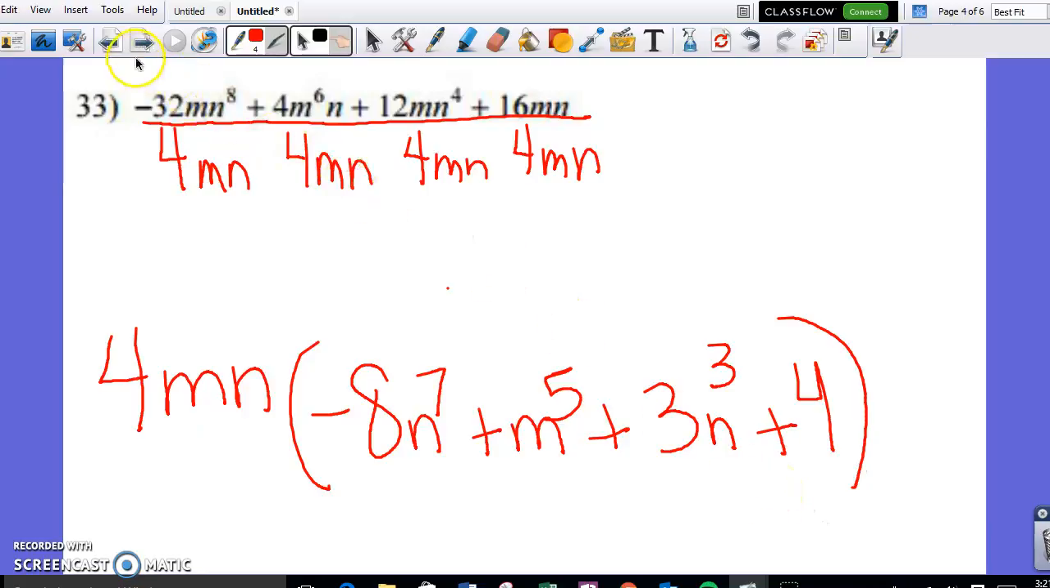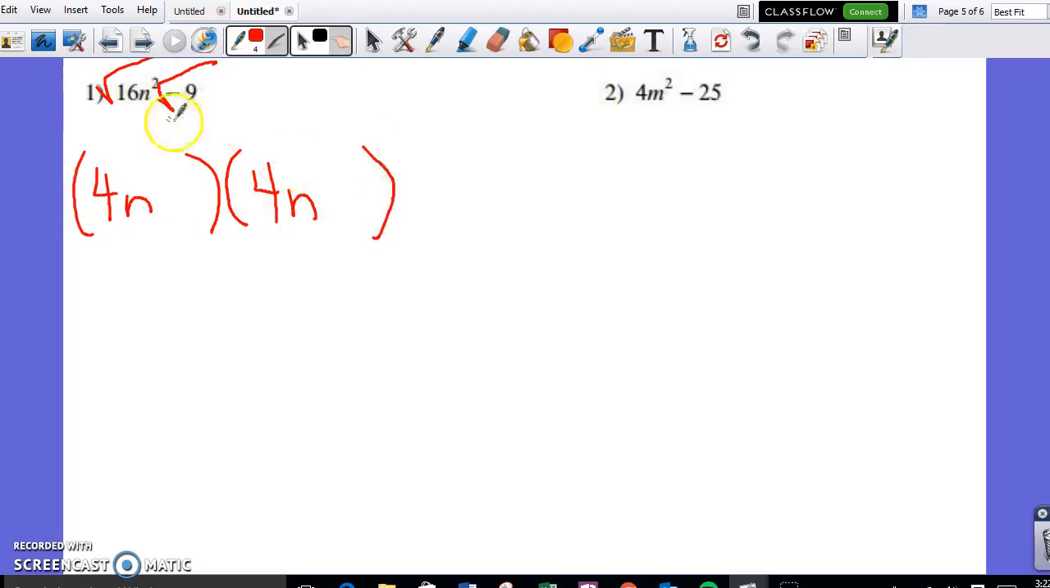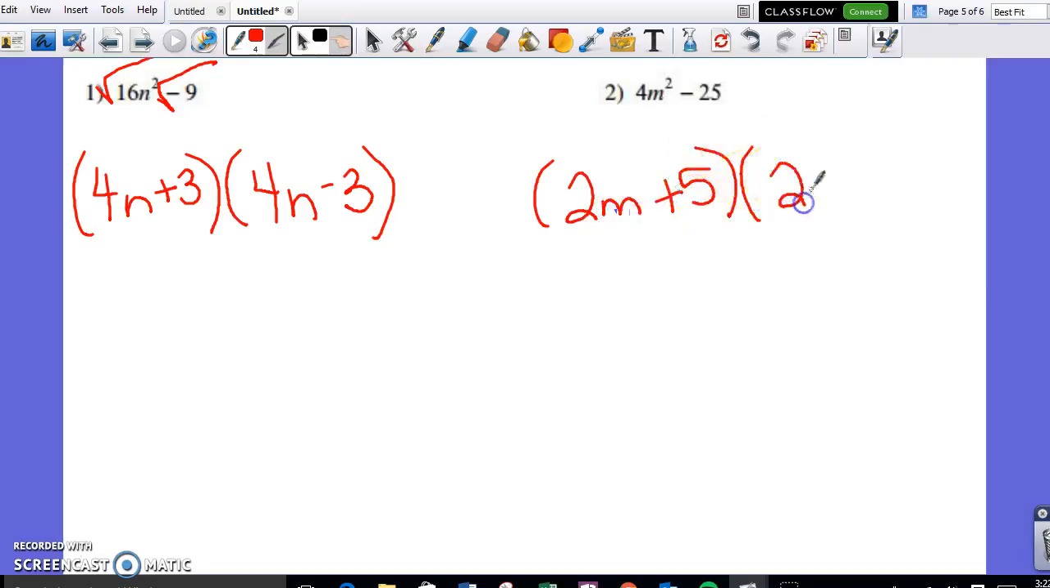Okay, so those are all differences of squares. Now, sometimes you have to do both. In these two cases, you don't, because they don't have a common factor. But if you did, you would have to take that out first. But here what you're saying is, what times what is going to give you 16n squared? So you're going to have 4n and 4n. What times what is going to give you -9? That's going to be a +3 and a -3. Same thing here, 2m plus 5 and 2m minus 5.